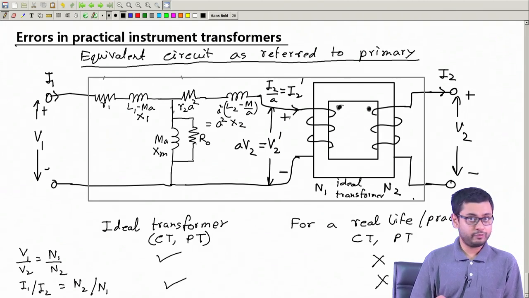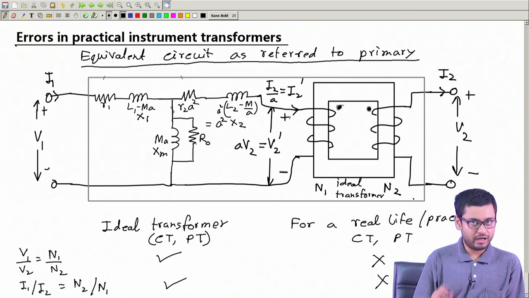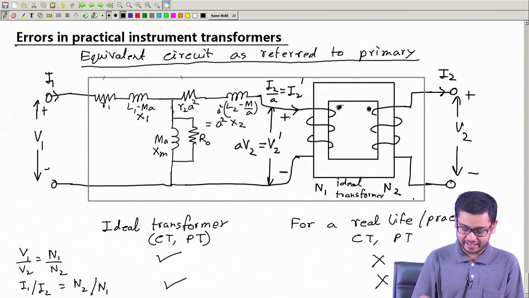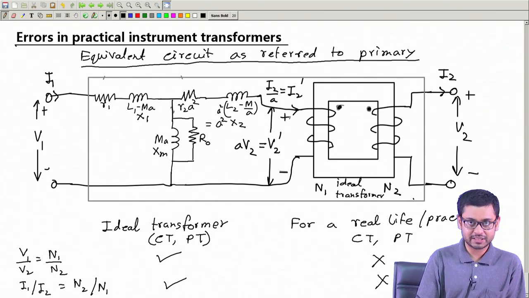We are not deriving it, we are not proving it. Okay? So you may have the question, why is this so. We are not answering that. I am just telling you, please accept, please believe me at this moment, that if we put a resistance like this, then even the core loss can be modeled for a practical transformer.